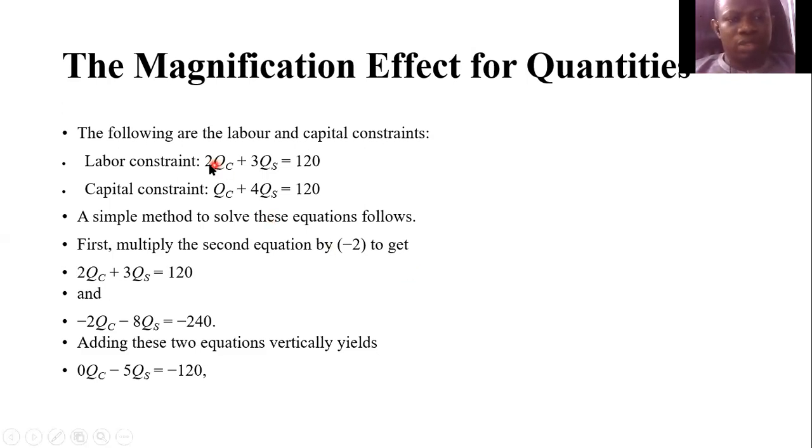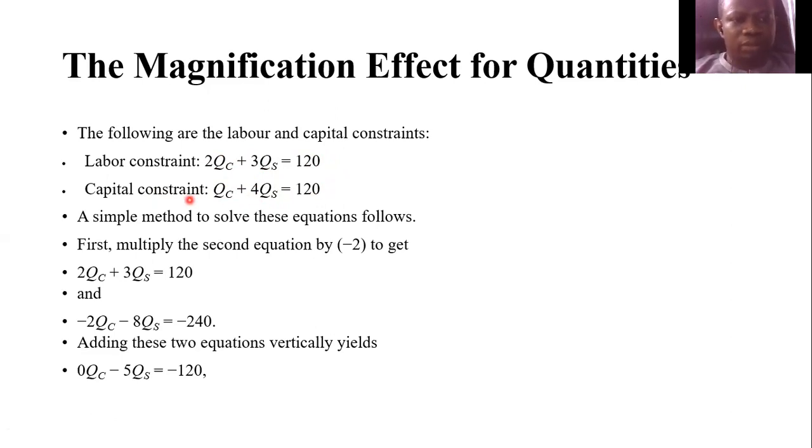The labor constraint is 2QC plus 3QX, which is equal to 120. That's the labor constraint. And the capital constraint is QC plus 4QX equal to 120. That gives us the capital constraint.